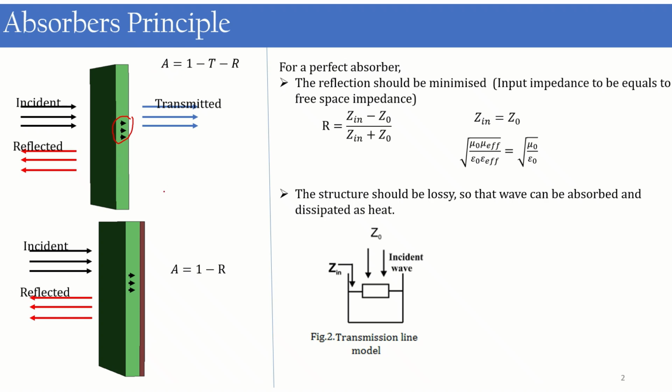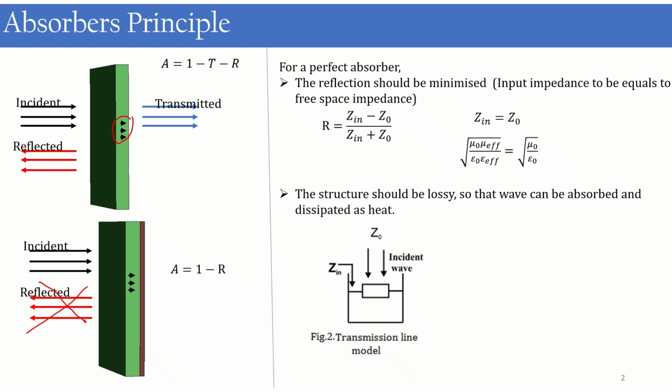Let's assume our structure is backed by a metallic plate. Then absorption will be equal to 1 minus R, because the metallic plate will not allow anything to be transmitted. This means that to get a perfect absorber, there must not be any reflection. That means all the incident wave has to be absorbed.